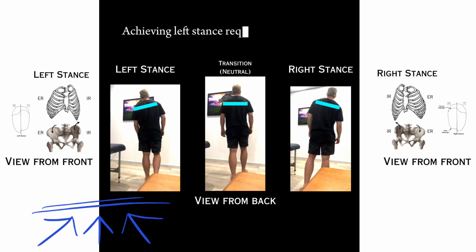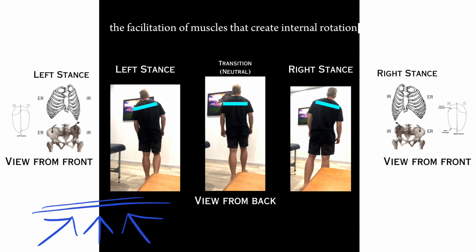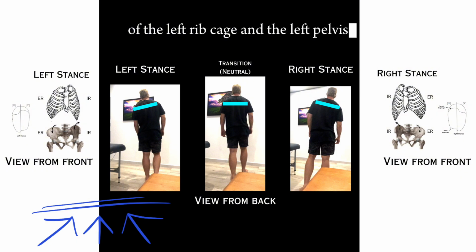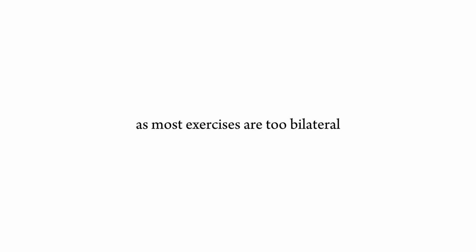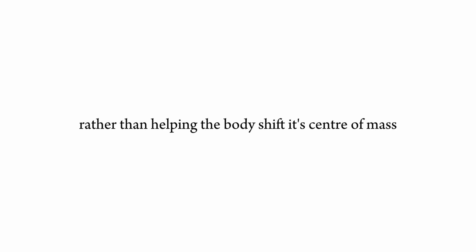Achieving left stance requires, at a minimum, the facilitation of the muscles that create internal rotation of the left rib cage and the left pelvis. Typical gym programs don't address this need, as most exercises are too bilateral, reinforcing imbalances rather than helping the body shift its center of mass effectively from one side to the other.